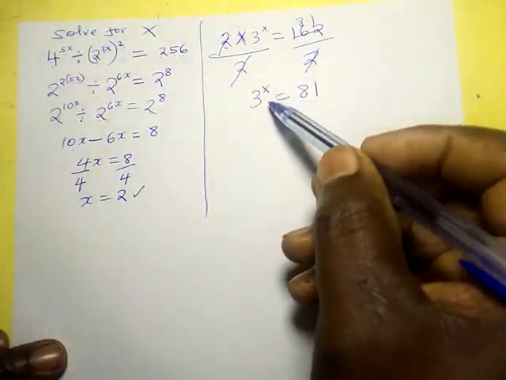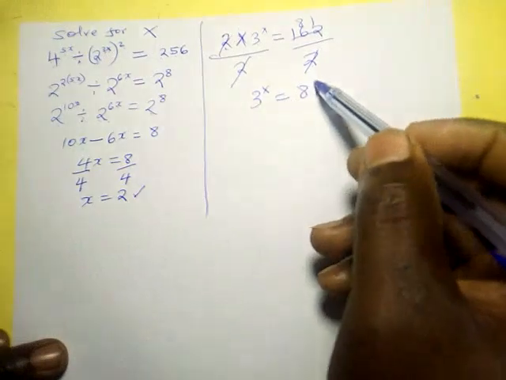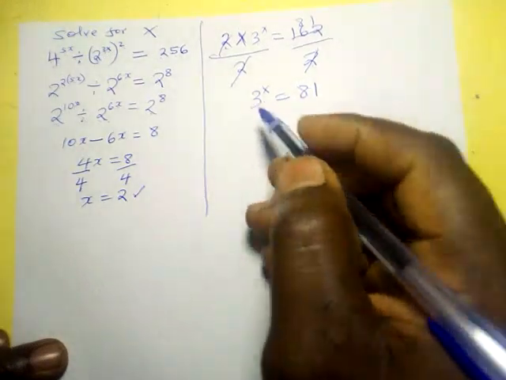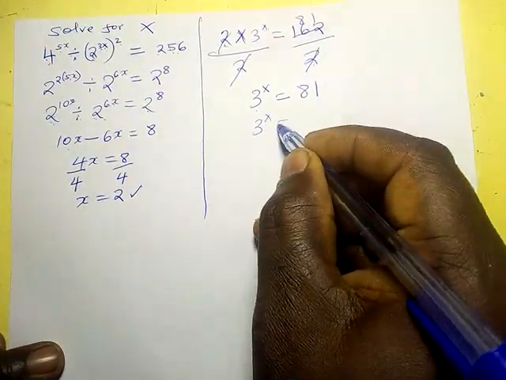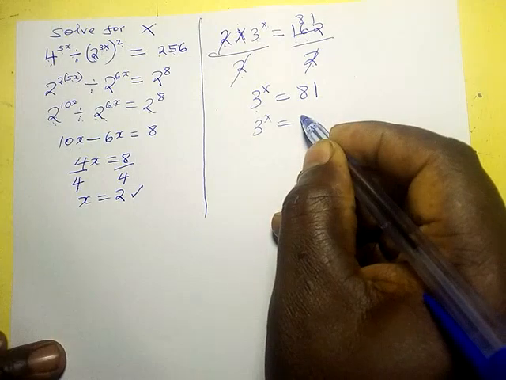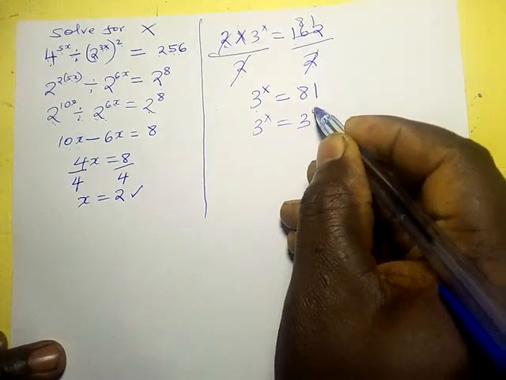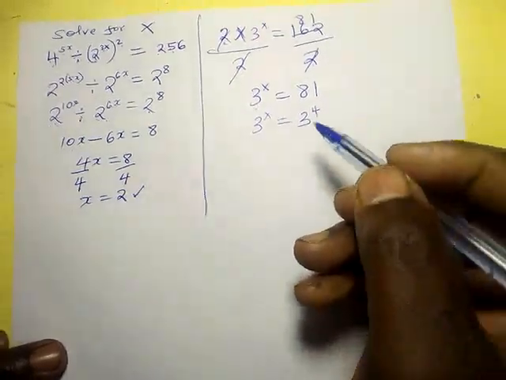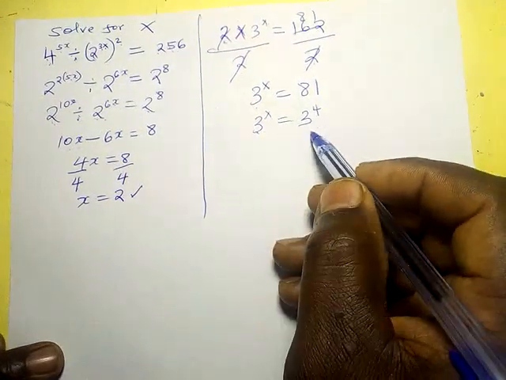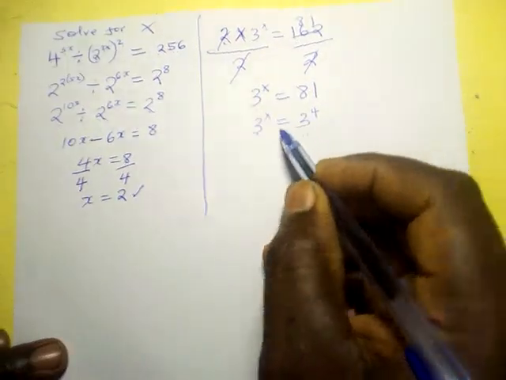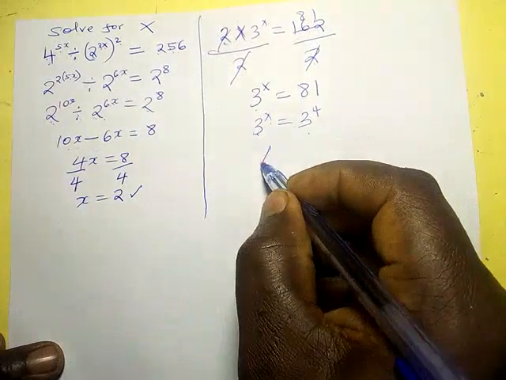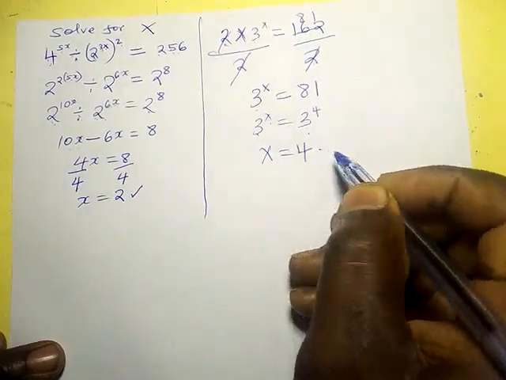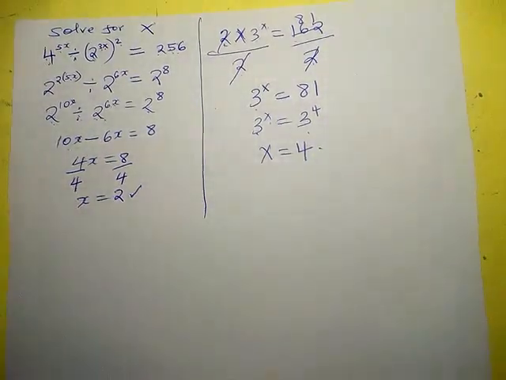Now we have removed the 2. The next thing is our base is 3, so this number can be written to base 3. That means 3^x equal to 3 raised to power 4. So now the bases have become the same, so what do we do? We ignore them, and that means x equal to 4. That's what it means.